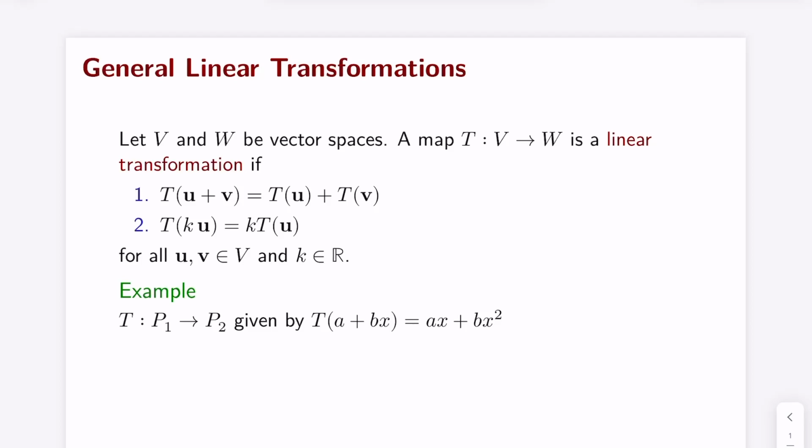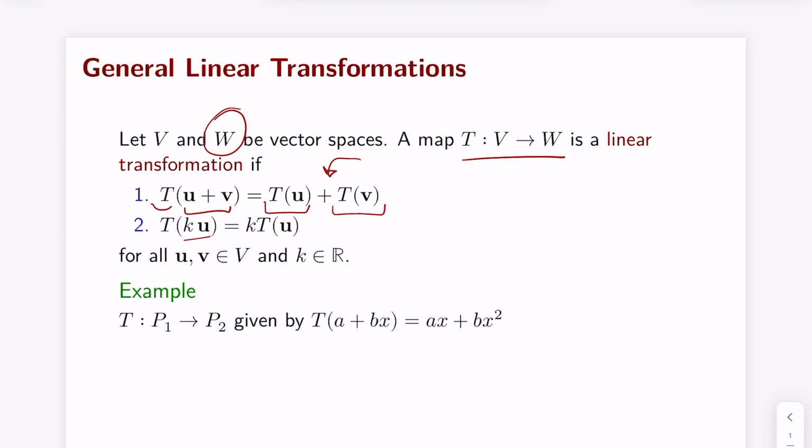We will generalize now the idea of linear transformations for any vector spaces. So we are going to say that a map from V to W, where V and W are vector spaces, is a linear transformation if, when we do the transform of an addition, it's the same thing as doing the transform of one, the other, and then add them with the addition in the second vector space.